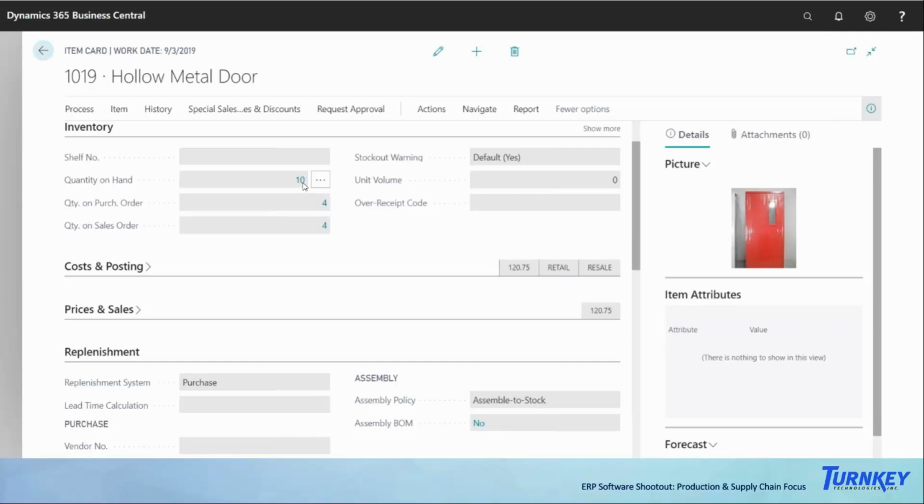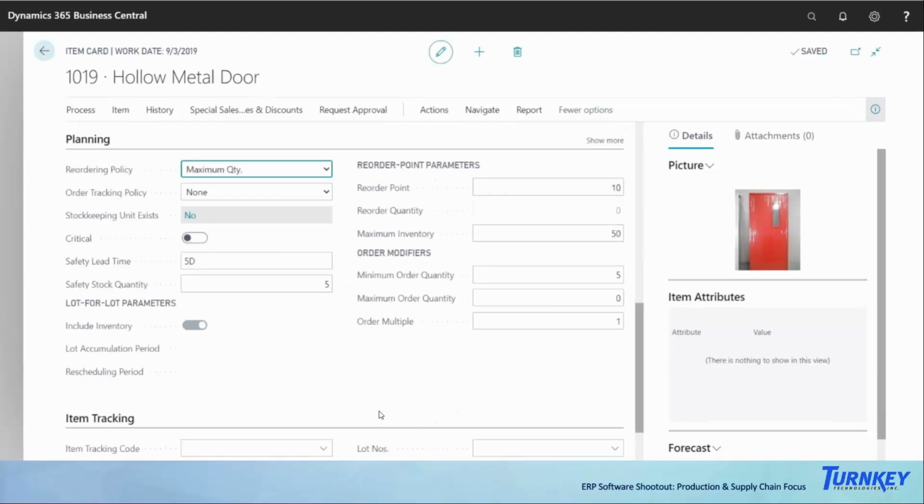Just as far as the inventory and the reorder capabilities, we can set up and track the individual items down to what's on hand, what's on order, what we have outstanding. So we have customer orders and purchase orders outstanding. We'll have the capability then to also talk about how we want to replenish an item.